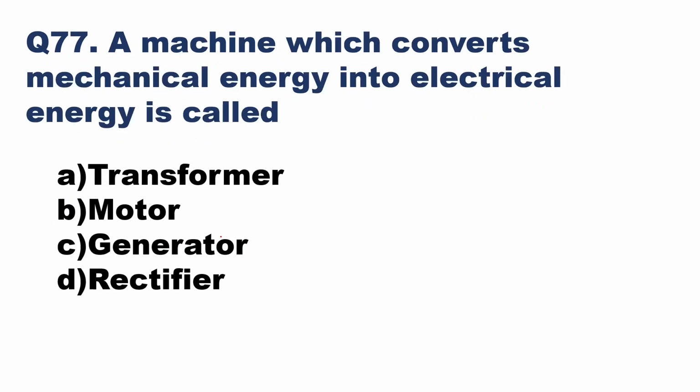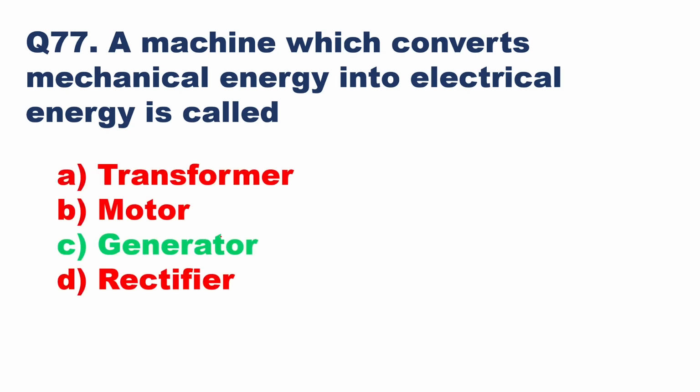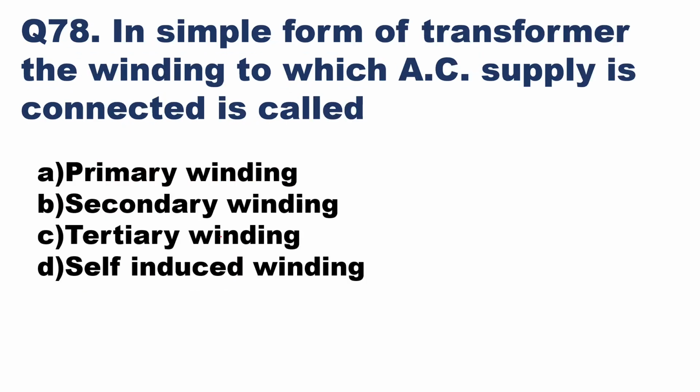A machine which converts mechanical energy into electrical energy is called as. Obviously, it is called as generator. Generator is a machine which will generate electric energy from mechanical energy. And similarly, the opposite machine which will convert electrical energy into mechanical energy is motor. So here in this question, a machine which converts mechanical energy into electrical energy is asked, and that is generator. So option C, a generator, is the right answer. Then we'll go to next question.